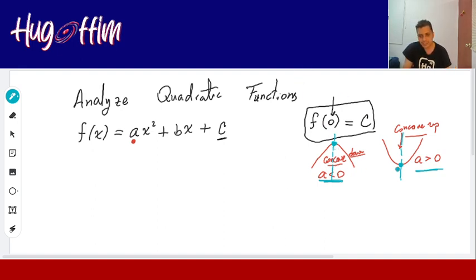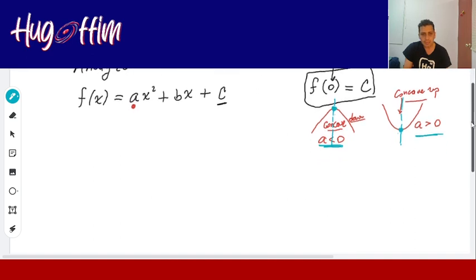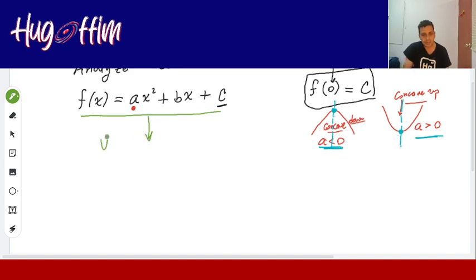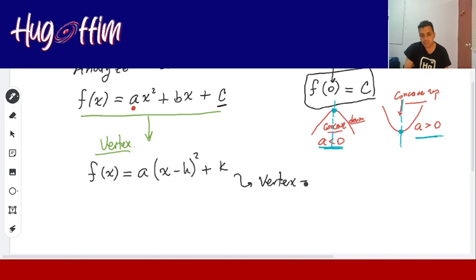To find this vertex, we can apply many methods, but the best way is to convert this function, this form that in some papers is called standard form or in some places is called the polynomial form, into the vertex form. So the vertex form is just f of x equals a times x minus h to the second power plus k, where the vertex position is going to be at (h, k).